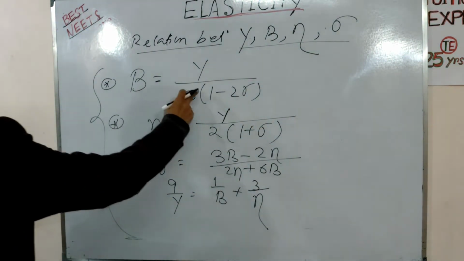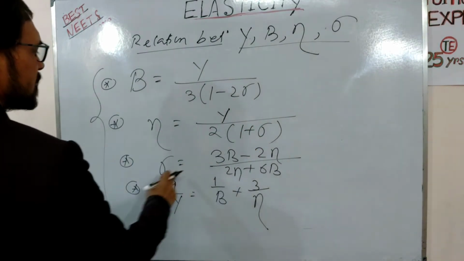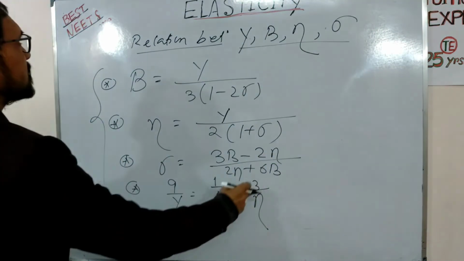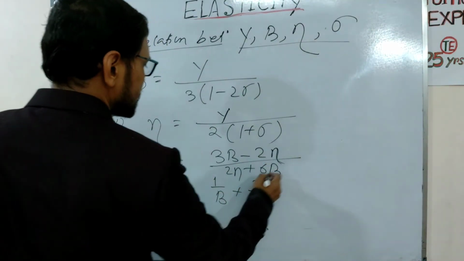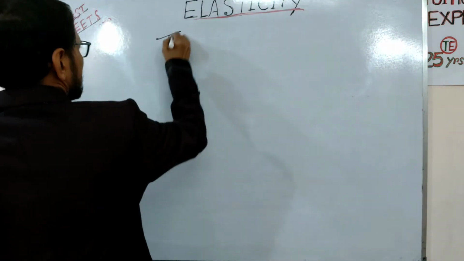So these are the different relations between Y, B, eta, sigma: B equals Y by 3 into (1 minus 2 sigma), eta equals Y by 2 into (1 plus sigma), sigma equals (3B minus 2 eta) by (2 eta plus 6B), and 9 by Y equals 1 by B plus 3 by eta.